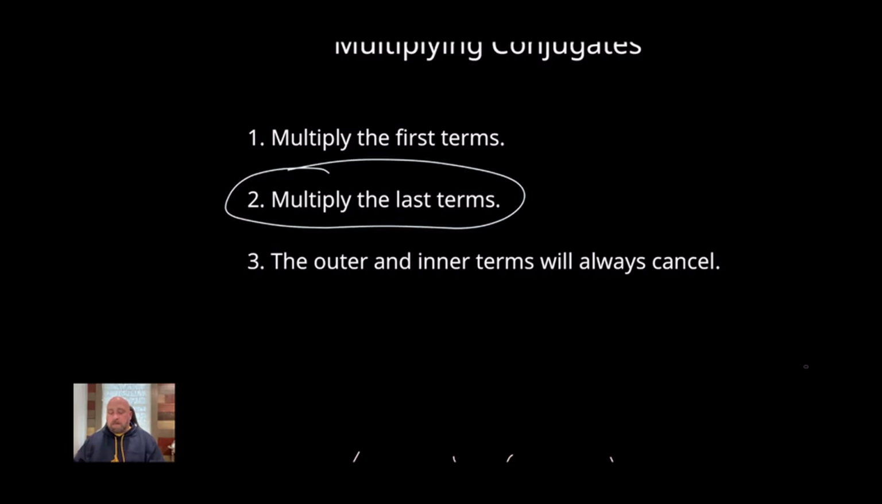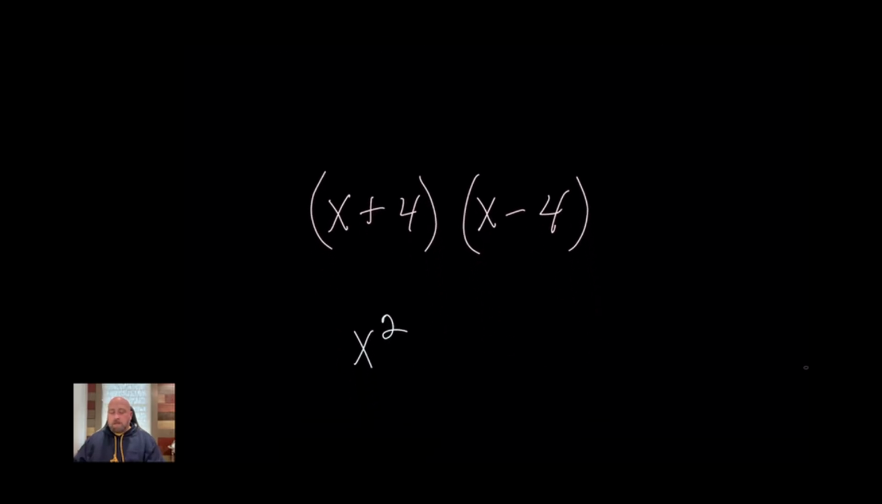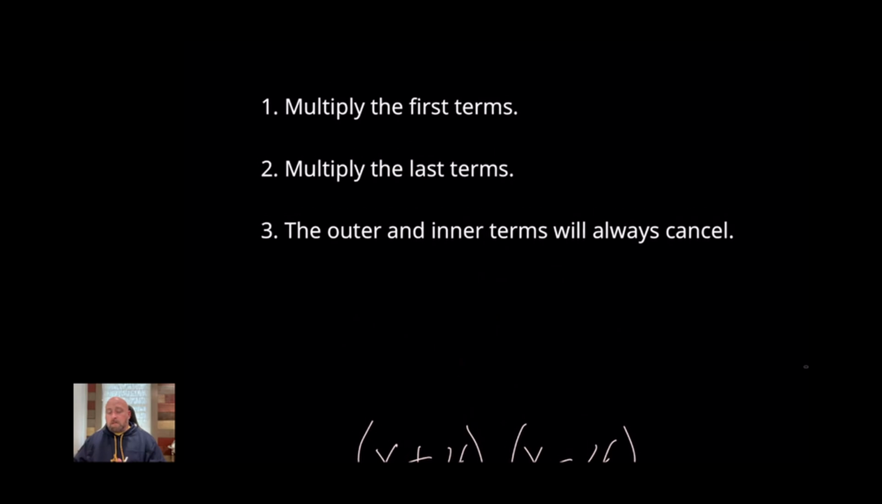Number 2, we're going to skip to the last terms. Multiply the last terms. So we come over here, plus 4 times minus 4. So that's going to give us a minus 16. Okay, you might say, I thought you were supposed to write something in the middle. No, just follow the steps that we're giving you, and you'll get the correct answer. Number 3, the outer and the inner terms will always cancel.